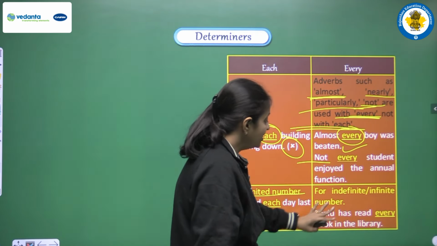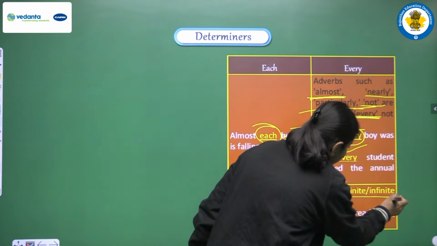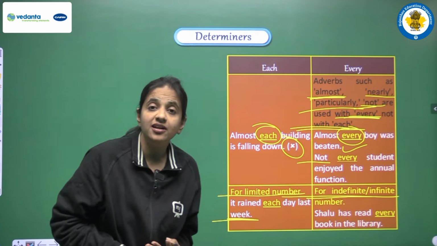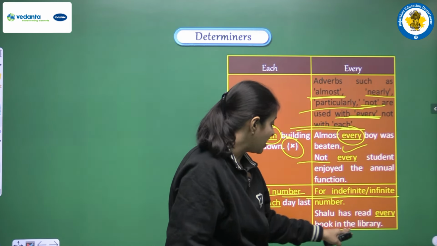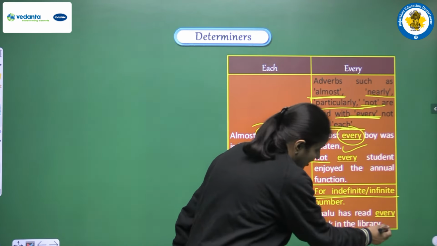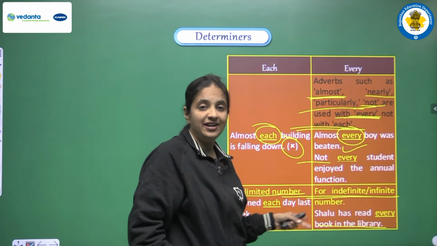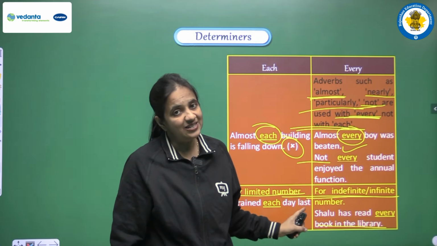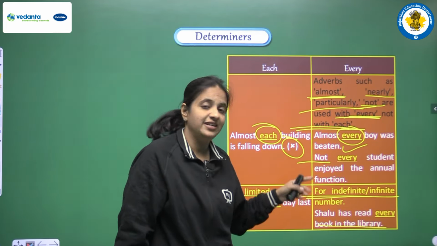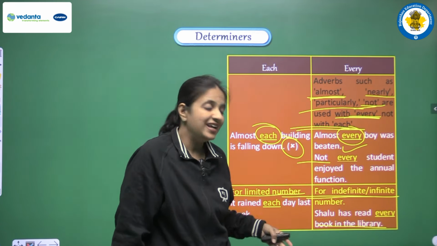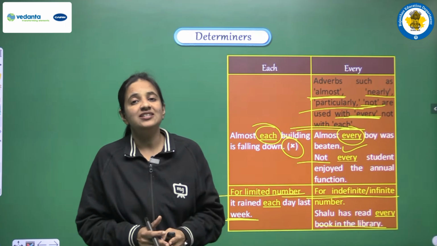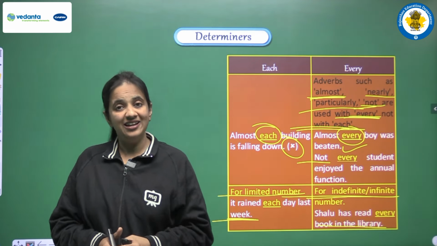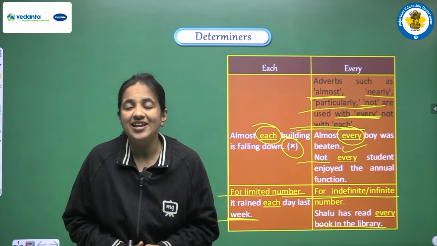But every is used to show indefinite, or we can say infinite number. How? Let's see the example. Shalu has read every book in the library. So just focus on this sentence very carefully. In this sentence we are talking about one girl, that is Shalu, and we are saying that she has read every book in the library. Now just tell me, can you tell me that in a library how many books we are having?